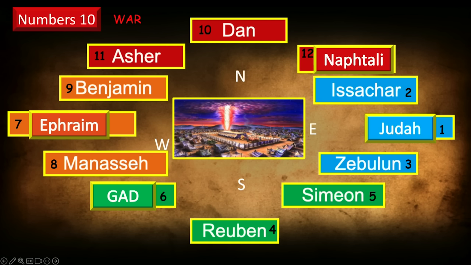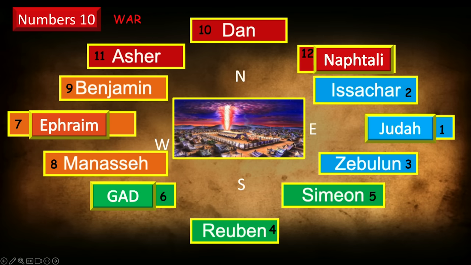So here are the tribes as they were around the tabernacle: east, south, west, and north. Numbers 10 goes with Numbers 1, and it's when they're ready to go to war for the promised land. They end up being afraid of the giants and all kinds of problems, but it was the month of war when they were headed out.